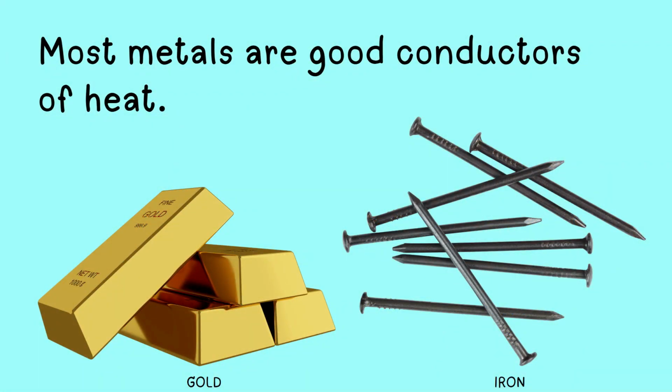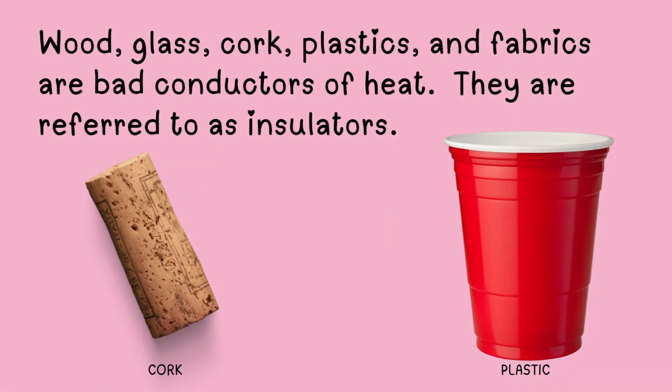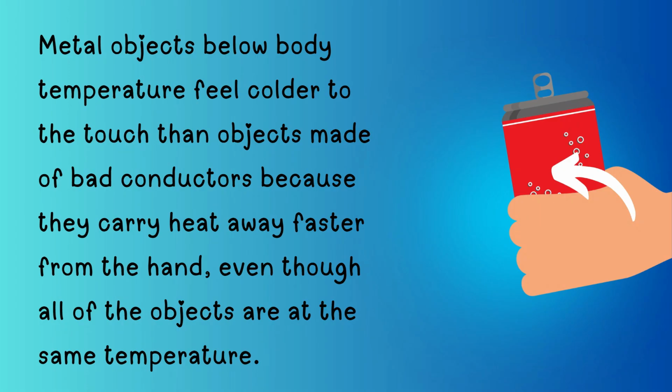Most metals are good conductors of heat. Wood, glass, cork, plastics, and fabrics are bad conductors of heat. They are referred to as insulators. Metal objects below body temperature feel colder to the touch than objects made of bad conductors because they carry heat away faster from the hand, even though all of the objects are at the same temperature.